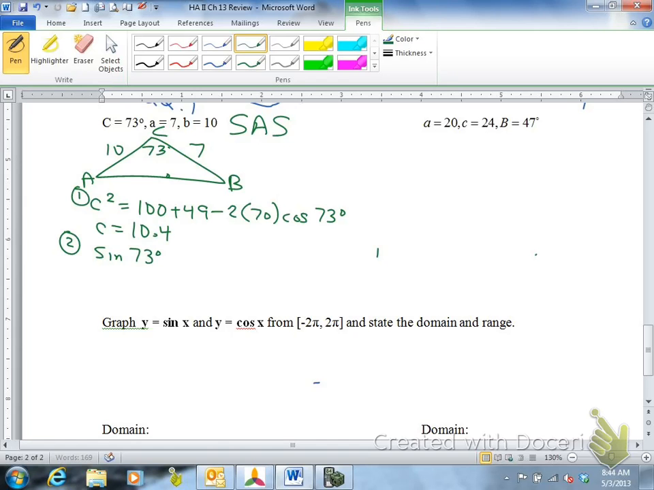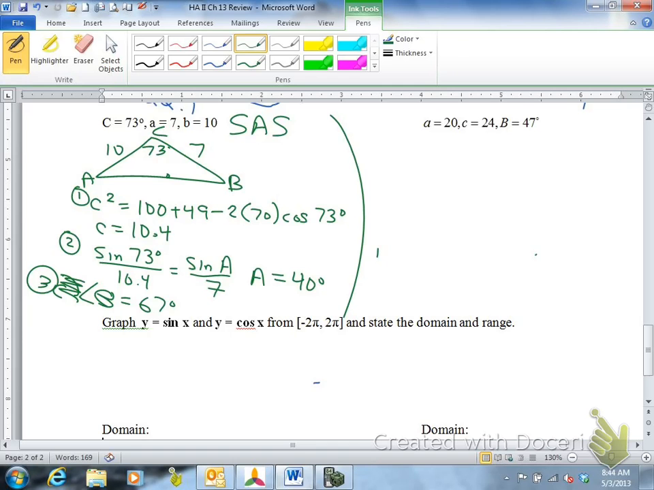And then we could use law of sines. Sine of 73 degrees over 10.4 equals sine A over 7. Why pick A before B? Because A comes before B. Oh, isn't that nice? Sine A over 7. So what's angle A? 40? And then angle B would be 67 degrees. There's no possible second solution with the law of cosines case, which is nice. Whew. A lot.